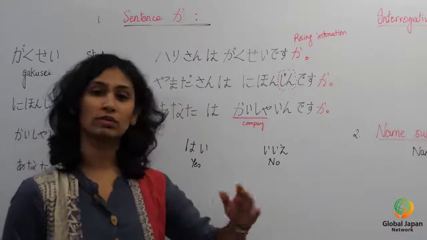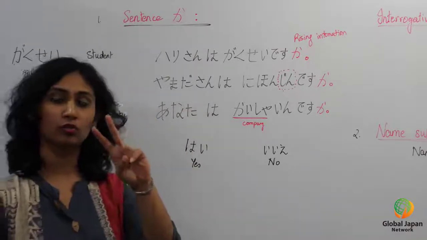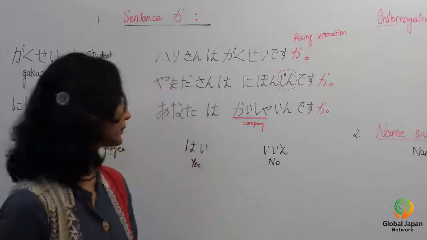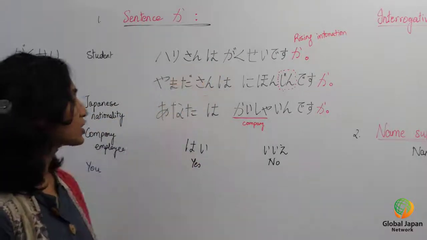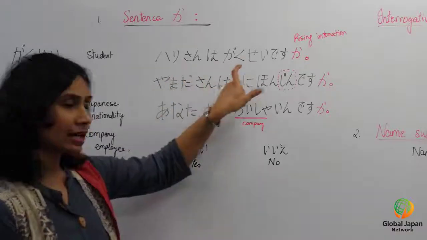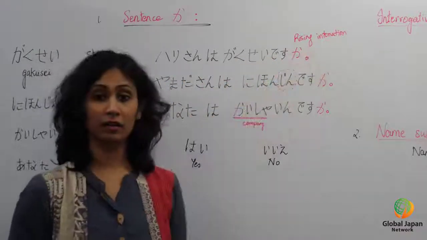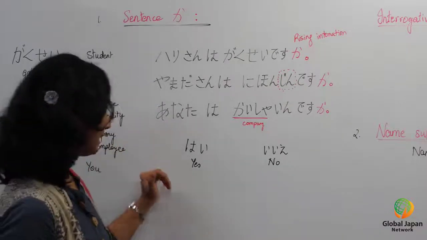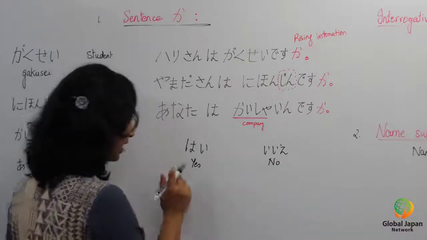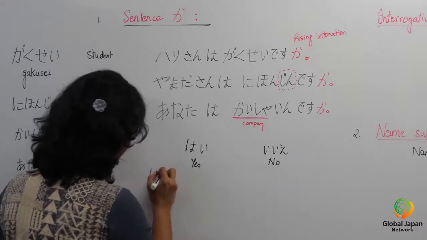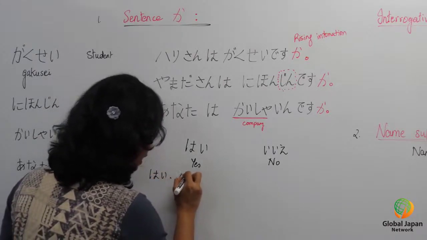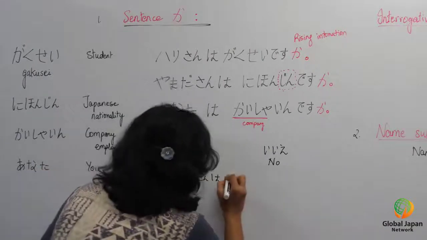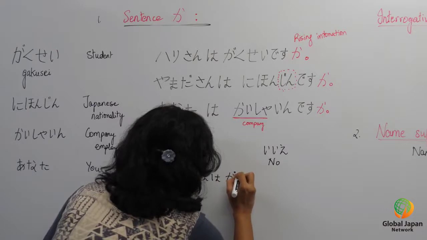I will be talking about the usage later. For now, we will just dwell upon two words, hai or iie. Using this, let's answer these questions. Hari-san wa gakusei desu ka? Is Hari a student? If I have to tell yes, I would be telling hai. Hari-san wa gakusei desu.